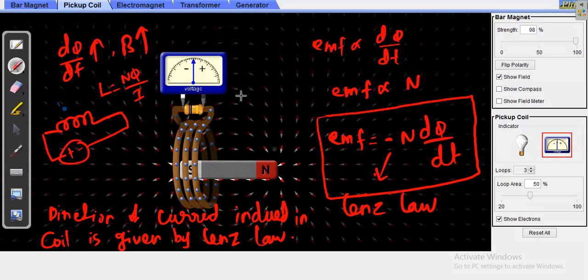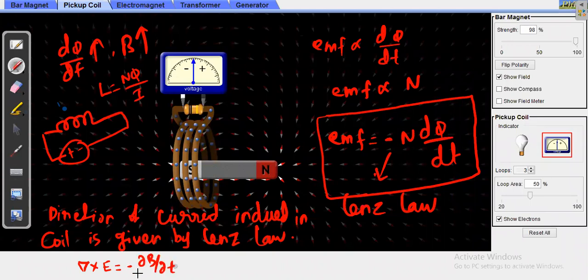For this we are using Faraday. According to Faraday's laws only we are writing everything. Then somebody tell me what is Faraday's law? Del cross E is equal to what, sir? Del B by del t or minus del B by del t? Are you all on the line or not? Yes, minus del B by del t.